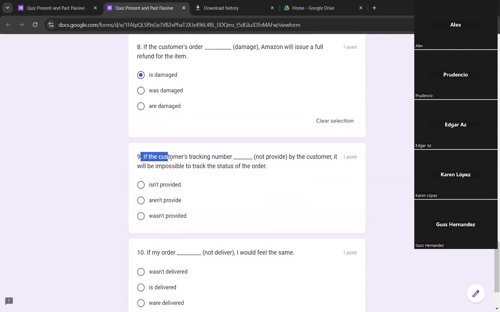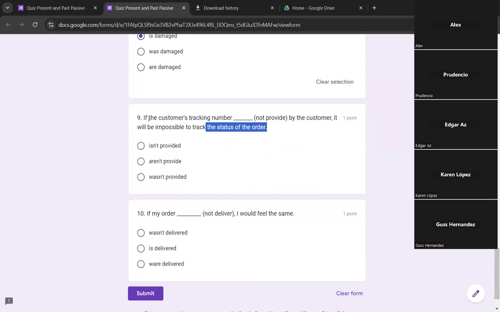Number 9, if the customer's tracking number not provided by the customer, it will be impossible to track the status of the order. Can you guys repeat that one? Status of the order. Very good. So if the customer's tracking number, what?